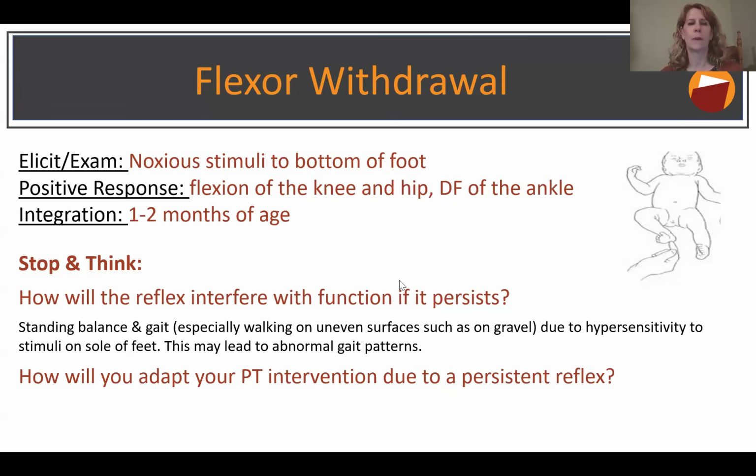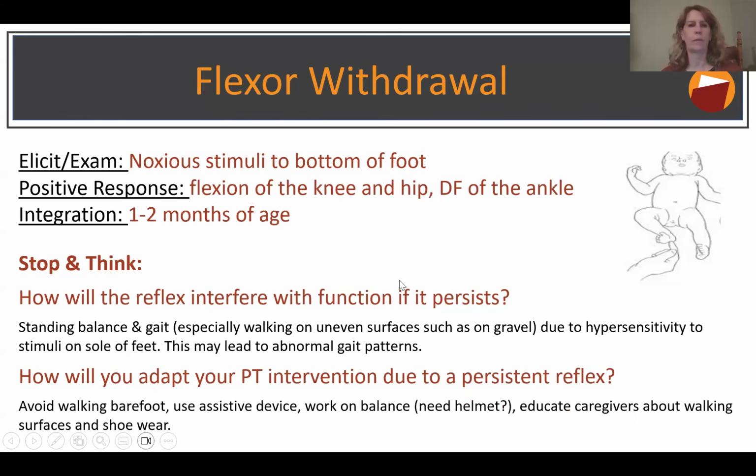Okay, so let's see what I've got. I've got avoid walking barefoot, right? They might need an assistive device if it's really affecting their balance. I will work on balance. Maybe they need a helmet. If they're falling a lot and I'm really concerned about balance, they may need a helmet. I'm going to educate caregivers about walking surfaces and shoe wear. I want appropriate shoes where they're not getting that stimuli, maybe even orthotics.